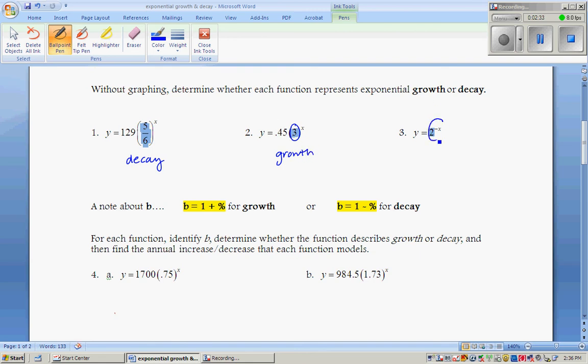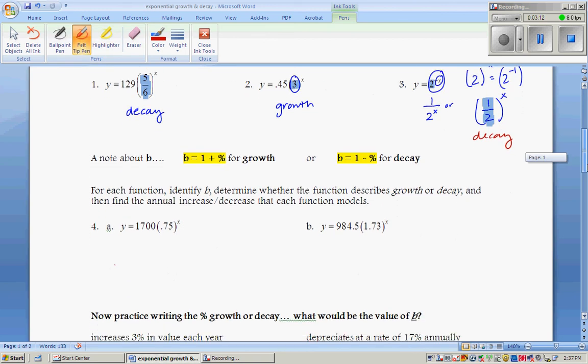Now, the only sneaky, shady thing that might happen is when you have a negative exponent. But we know what those are. This is the same thing as saying 1 over 2 to the x. Or we could think of it as, I'm going to distribute that negative in. And if I get 2 to the negative 1, that's the same thing as just saying, let's move that 2 downstairs. 1/2 to the x. Well, now we can see, b is a fraction that's less than 1. This is also decay. That's the only kind of sneaky thing that might come up.